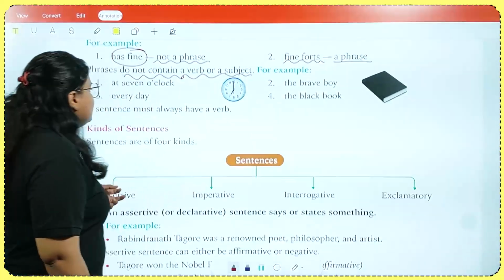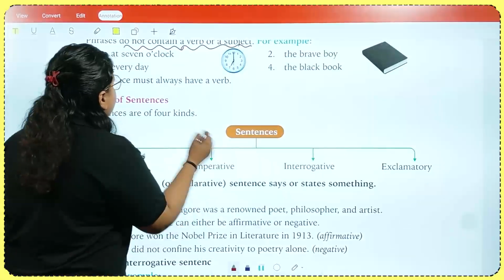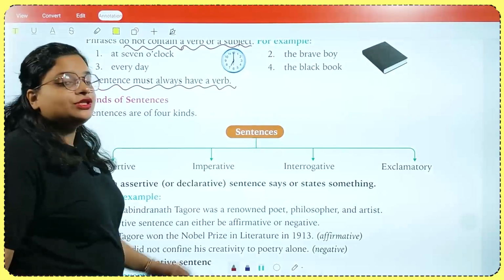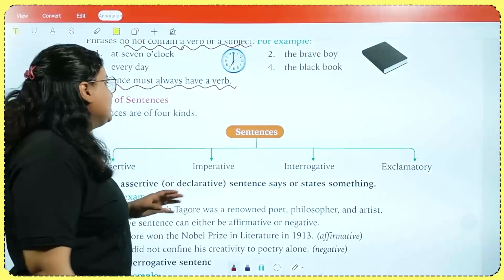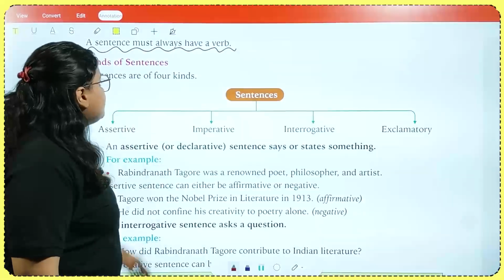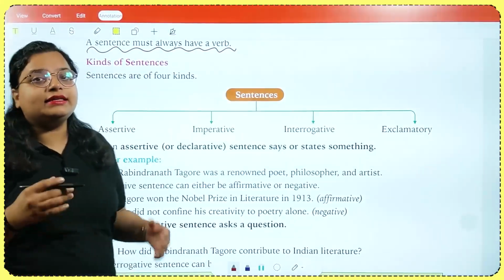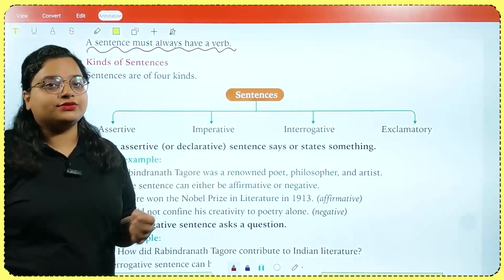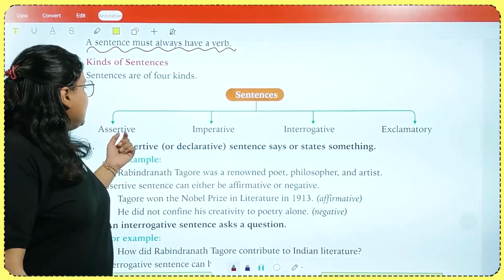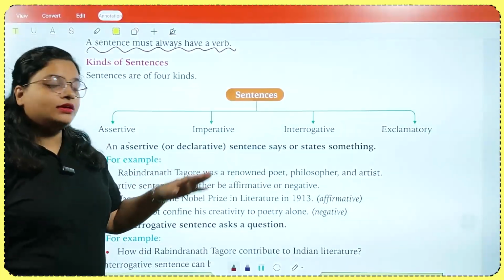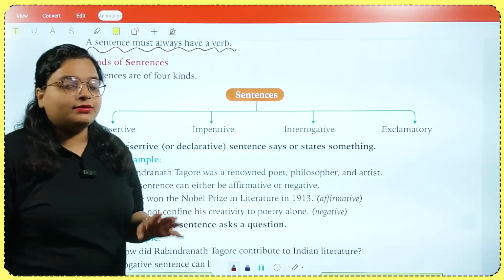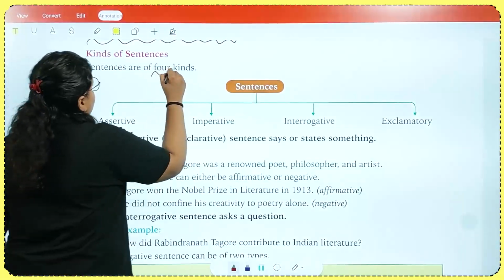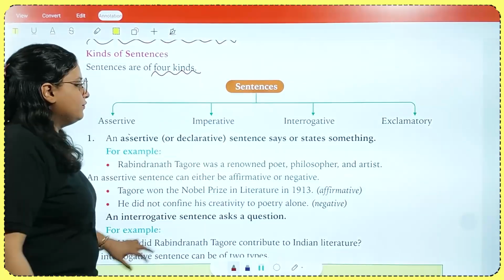तो यहाँ पे a sentence must always have a verb. अब इनको अगर सेंटेंस बनना है फ्रेज को तो उनमें हमेशा एक वर्ब होनी ही होनी चाहिए. ठीक है. काइंड्स ऑफ सेंटेंसेस. अब हम लोग पढ़ने वाले हैं कि सेंटेंसेस की कितने काइंड्स होते हैं. सेंटेंसेस के हमारे पास 4 काइंड्स होते हैं mainly. ठीक है. कौन कौन से? Assertive, imperative, interrogative and exclamatory. ठीक है. ये हमारे 4 टाइप के सेंटेंस हैं. कितने? 4 kinds. Sentences are of 4 kinds.